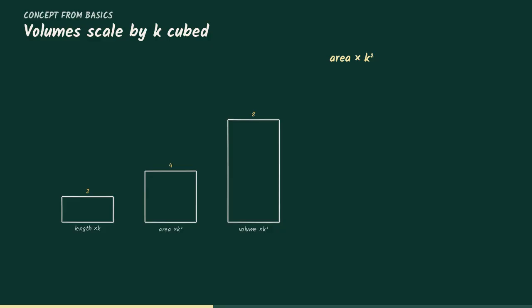Volume is a product of 3 lengths, so it scales by k cubed. Double every edge and the material inside becomes 8 times, not 4, not 2.